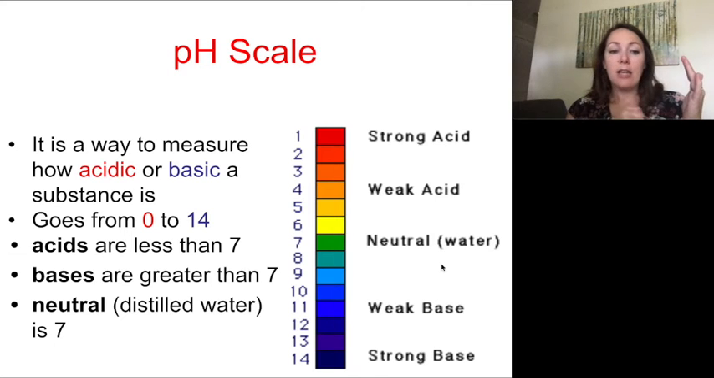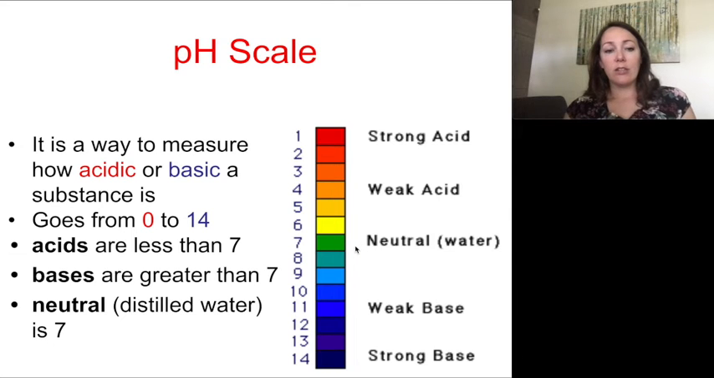Acids will have a number of less than 7. Bases will have a number that is greater than 7. And neutral or distilled water will have just a pH of 7. Okay, so if you look at this picture of the pH scale, pH paper shows you these colors basically. So at a neutral, which is water, you're going to be here, okay?